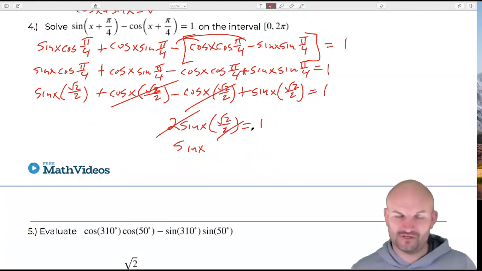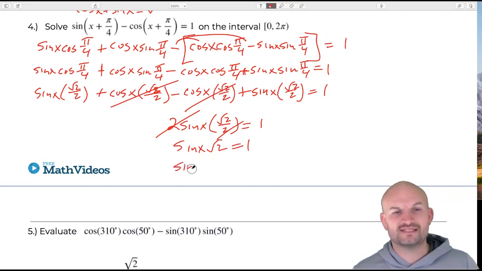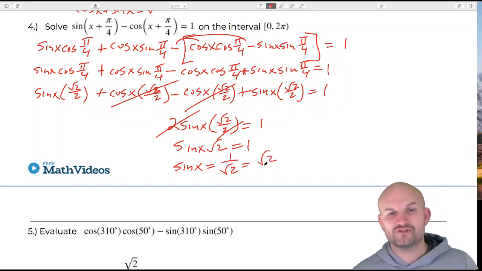So I'm just going to be left with sine of x times the square root of 2 equals 1. Sorry about that, I'm skipping a little bit quickly. Therefore, the sine of x is equal to 1 over the square root of 2, which we can rationalize to the square root of 2 over 2.